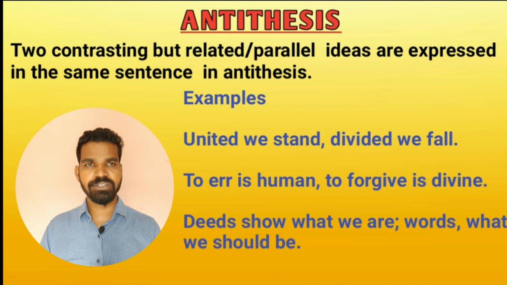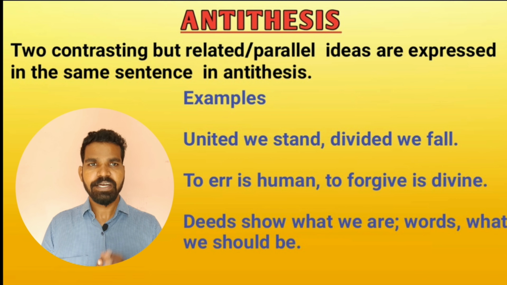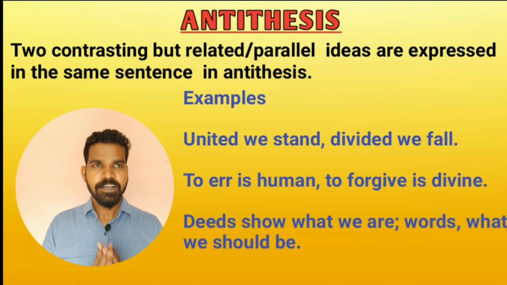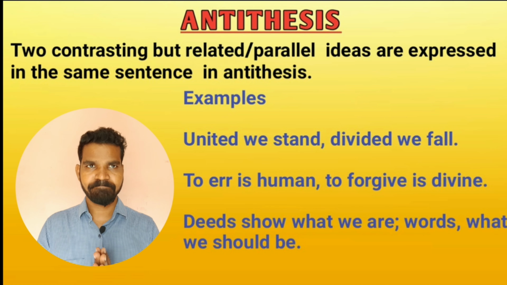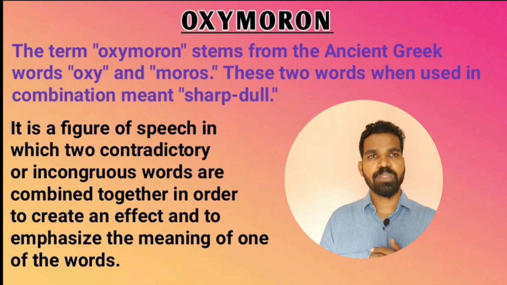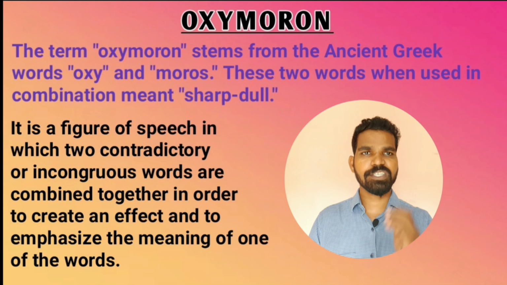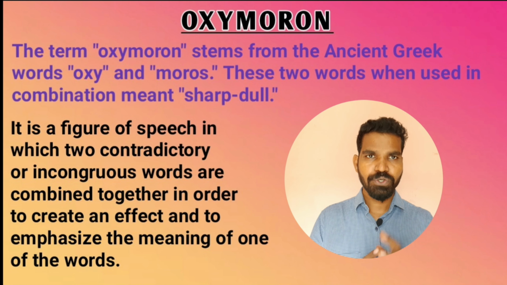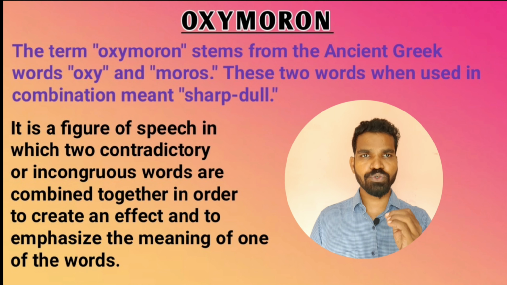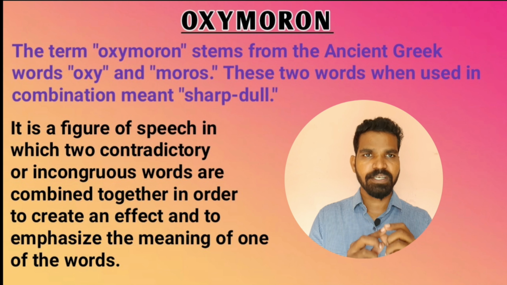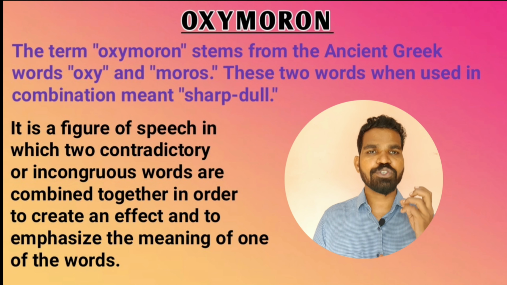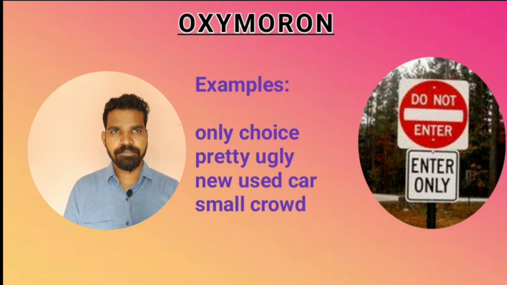To err is human, to forgive is divine. Deeds show what we are, words what we should be. Antithesis. Now let's see what is oxymoron. The term oxymoron stems from the ancient Greek words oxy and moros. These two words, when used in combination, meant sharp, dull. It is a figure of speech in which two contradictory or incongruous words are combined together in order to create an effect and to emphasize the meaning of one of the words.